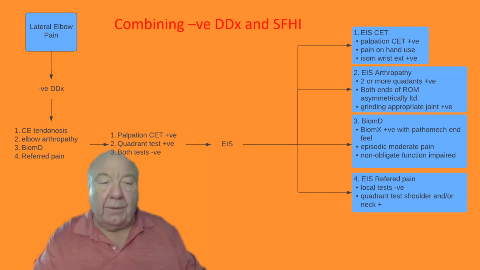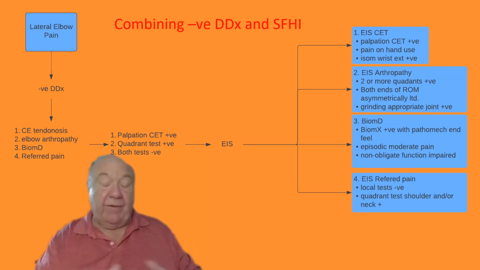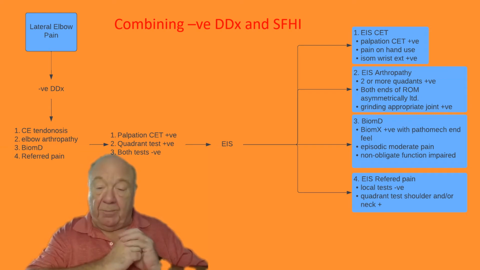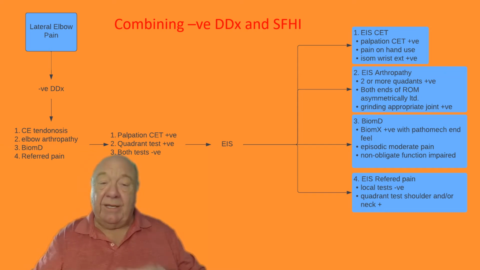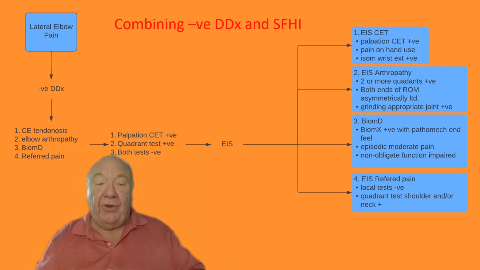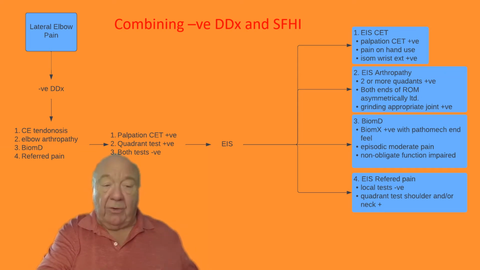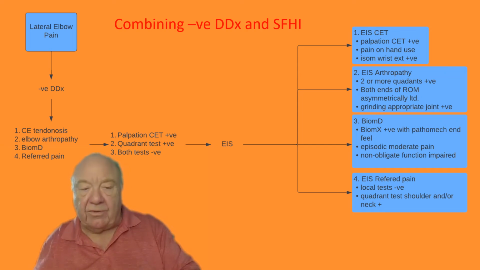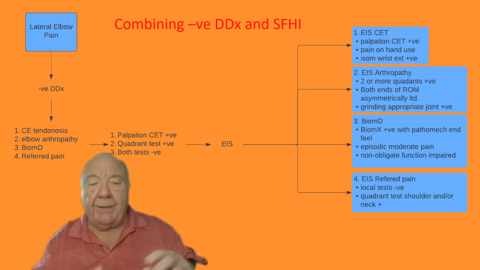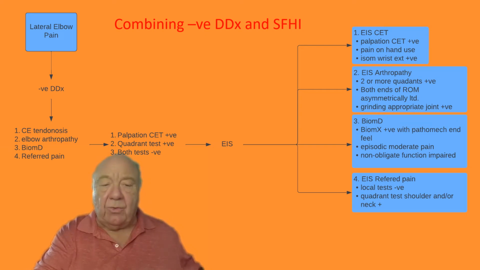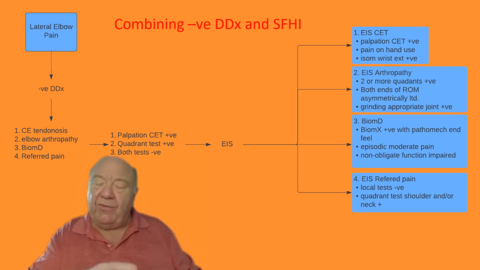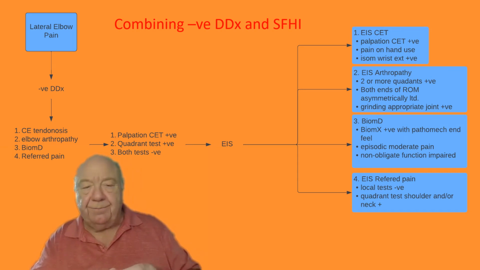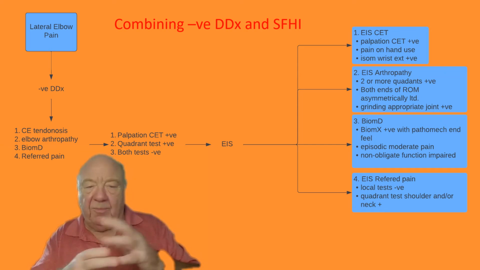So for common extensor tendinopathy, the sensitive test is palpation. We can palpate the entire length of that tendon and the musculotendinous junction, and it's difficult to envisage how you can have a tendinopathy and not have the tendon tender. So if it's negative, we've just got rid of common extensor tendinosis. Elbow arthropathy, quadrant testing, and with biomechanical diagnosis, this is also quadrant testing. It's just that the pattern of the quadrants will be a little different, but it's telling you there's a problem in the elbow joint.